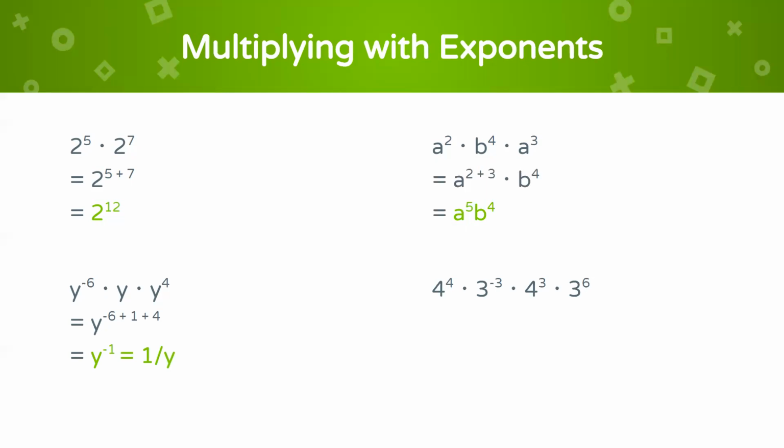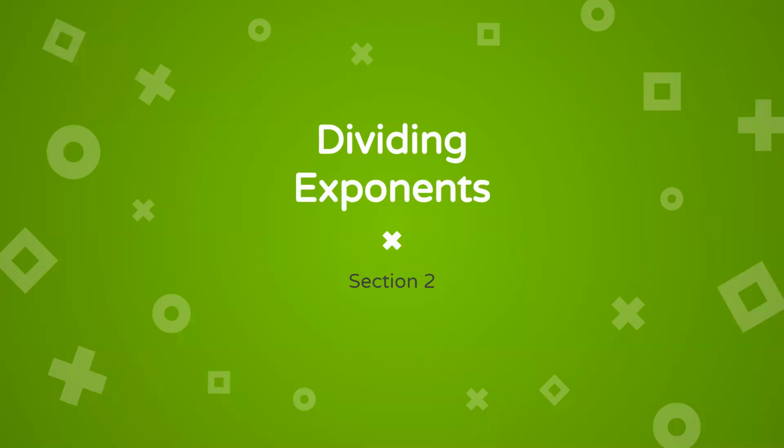Okay, so you should have tried this example by now, and we can start to go over it. Just like the previous one that you did for yourselves, you have to remember that you can only combine terms that have the same base. So over here, that would have been 4 to the power of 4 plus 3 and 3 to the power of negative 3 plus 6. Once you've done that addition and subtraction, you get the answer as 4 to the power of 7 times 3 to the power of 3. So that's it for multiplying exponents.